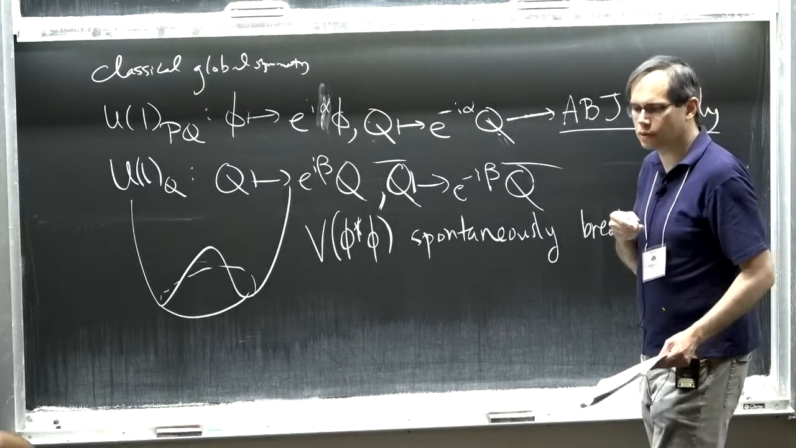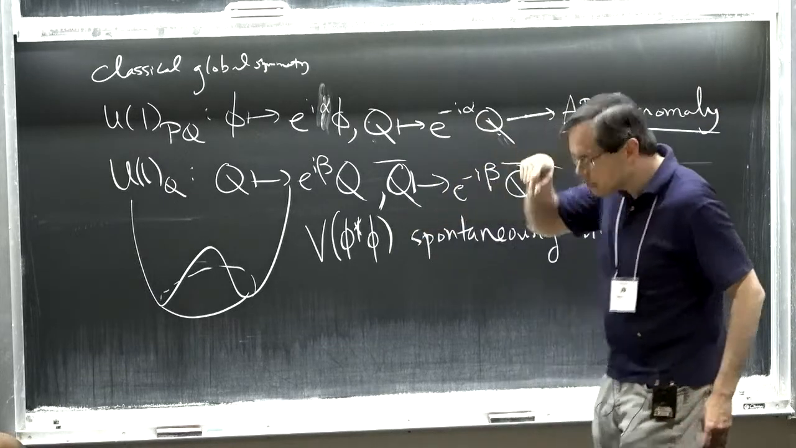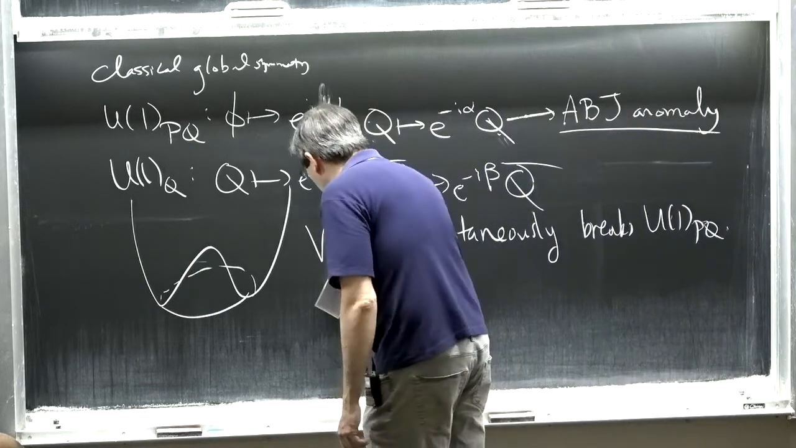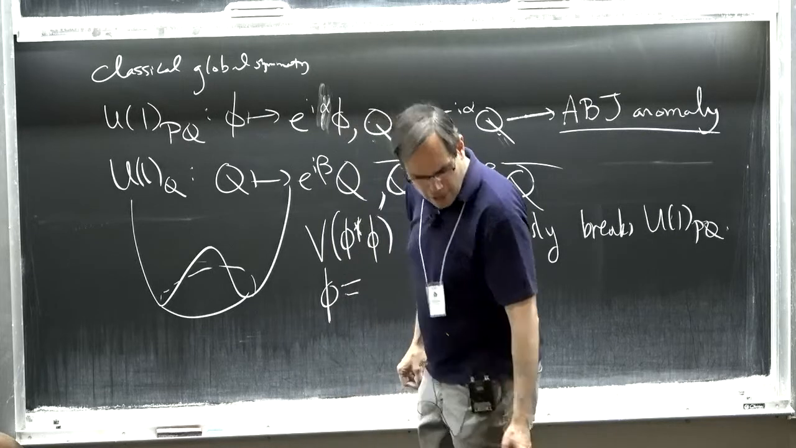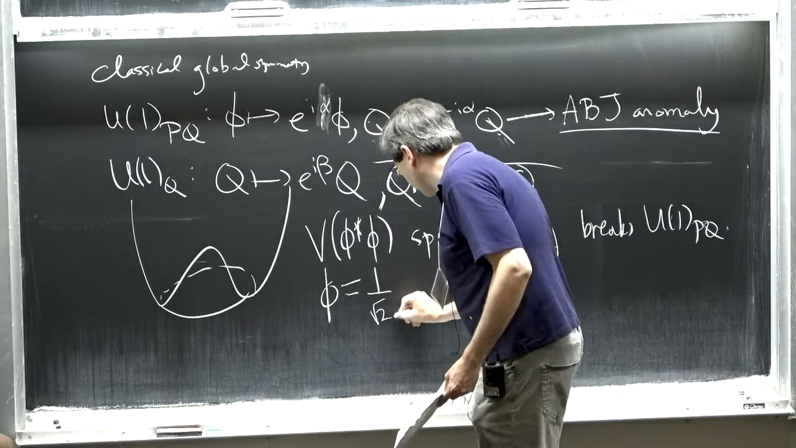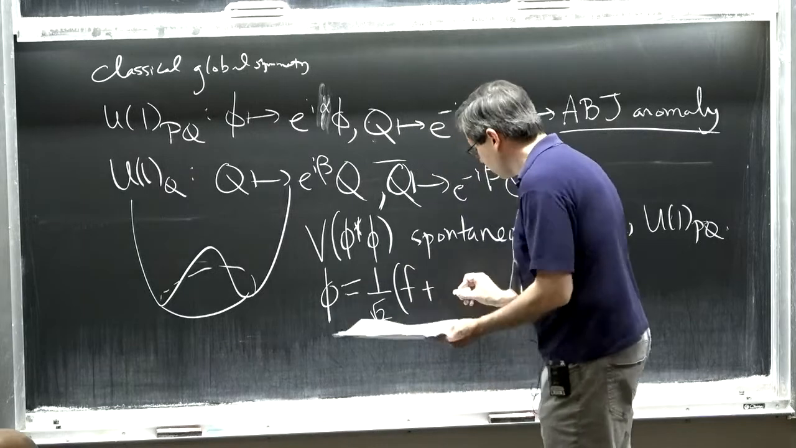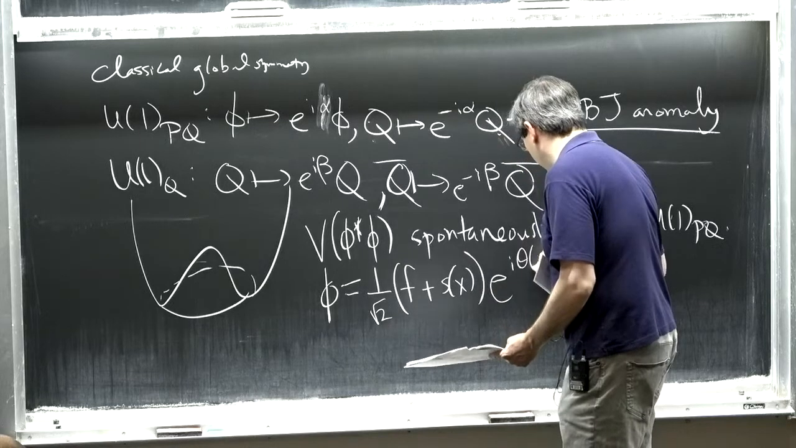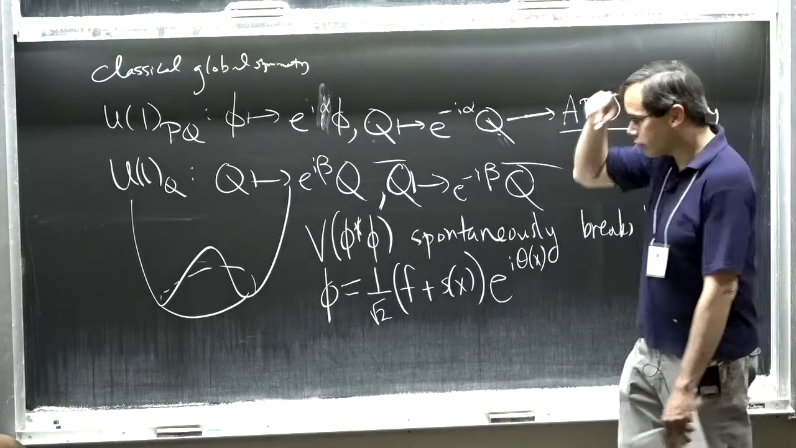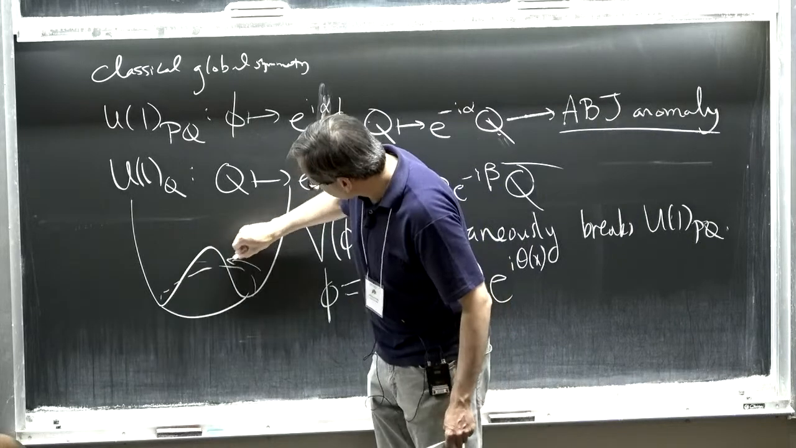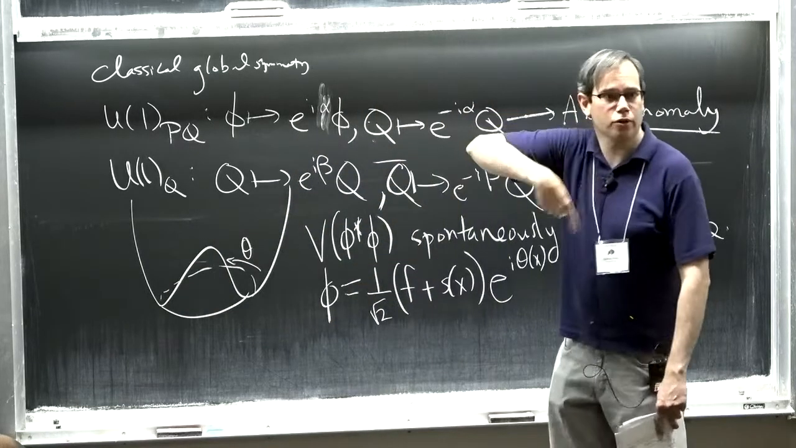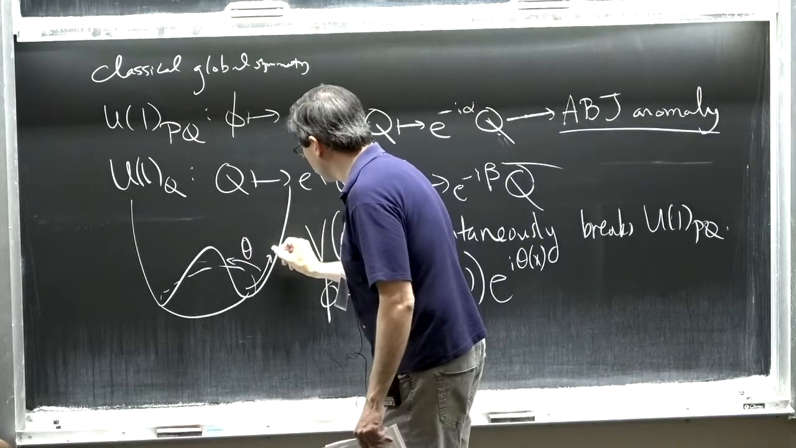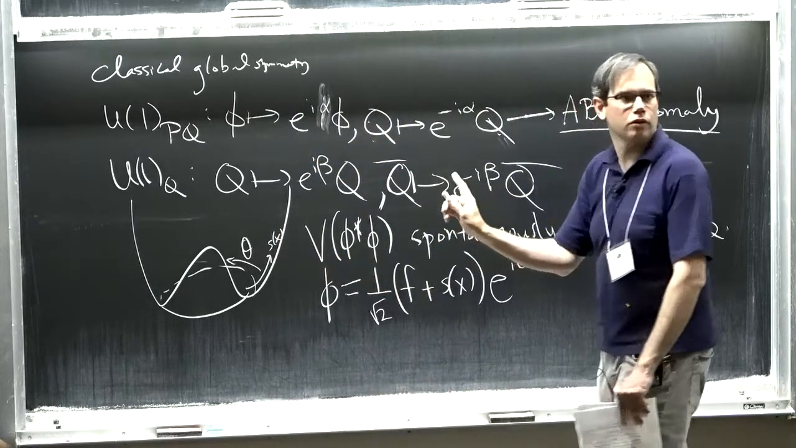Was there a question? Yeah, really basic question. Is phi the axion here? Not the axion. I'm about to get to that. So what we're going to do is parametrize phi as 1/√2 times a number f plus a scalar s of x, times e to the i theta of x. Theta is like the Goldstone mode that goes around this circle at the base of the potential. So the potential gives no mass to theta.